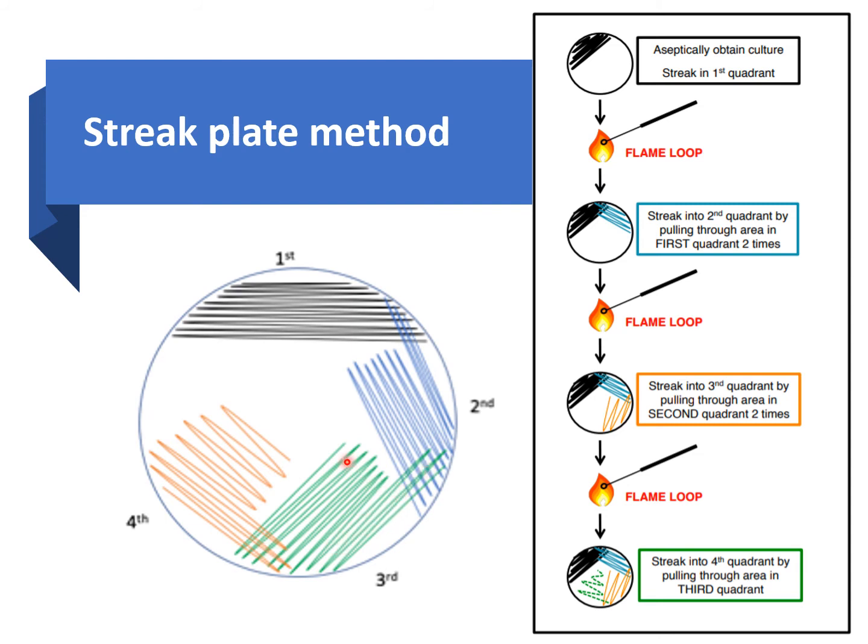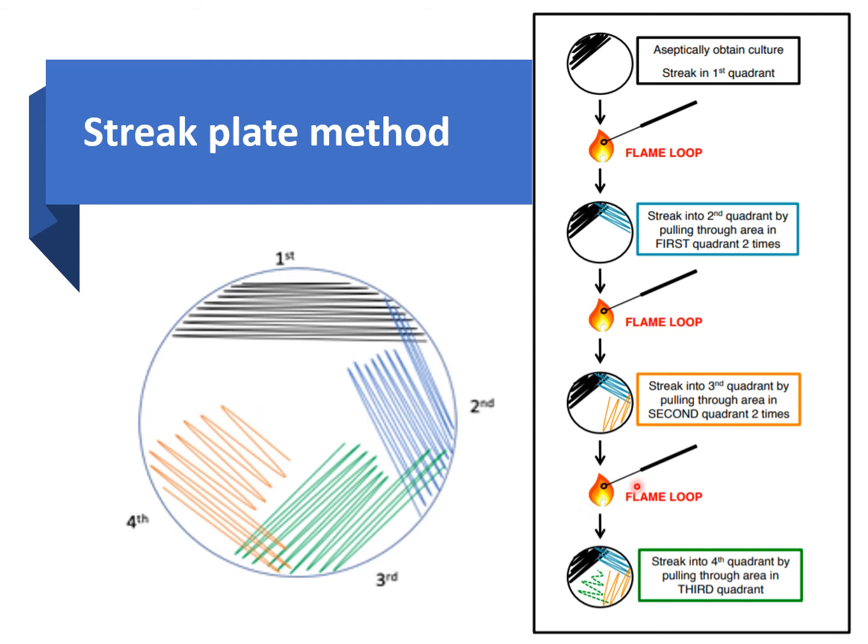And then go ahead and streak your third quadrant. Then reflame your loop. Do the same thing: go to the edge of the third quadrant. As I said, you can go back and forth into the third a couple of times, and then go ahead and streak your fourth quadrant, okay?